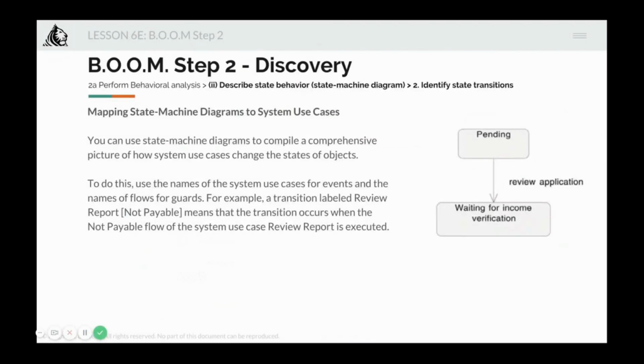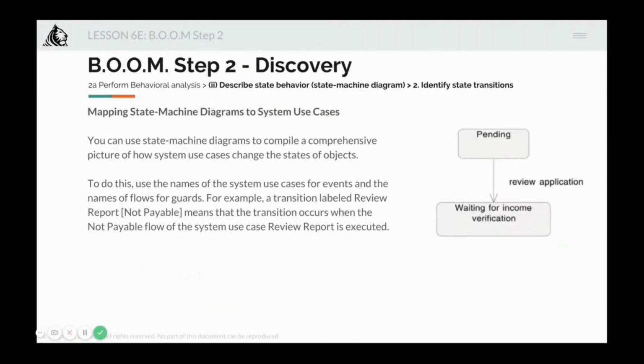You can also explicitly document other use case preconditions and postconditions right on the transition label. These look like regular guards but are distinguished by where they appear relative to the use case name, right? You can use the format precondition, use case name, slash, postcondition. So you can prepend the use case name with a precondition and append it with a postcondition. For example, if the transition in the figure were labeled valid reviewer has been identified, review application, and request for income sent, right?